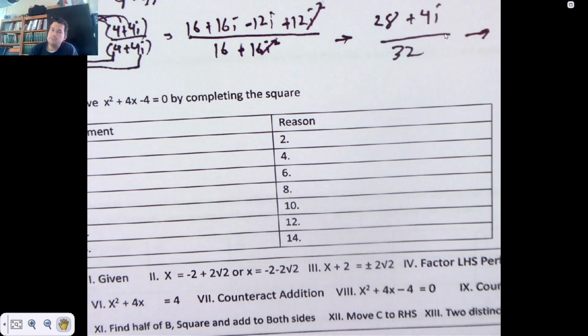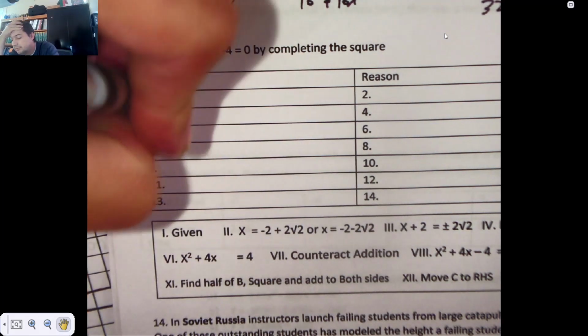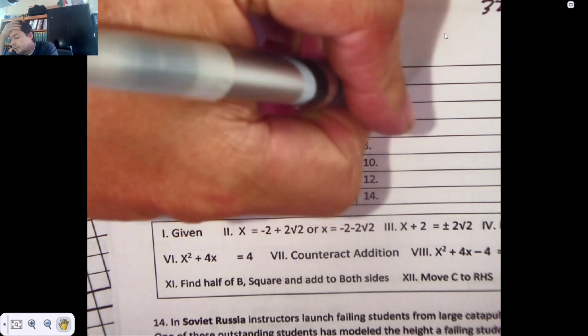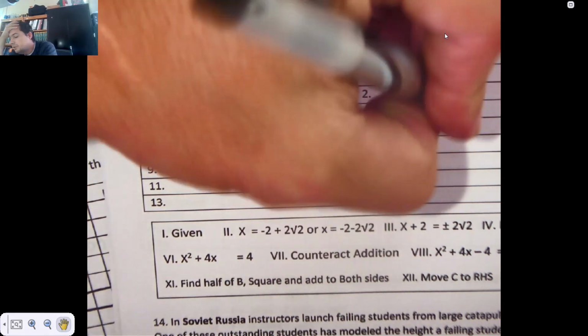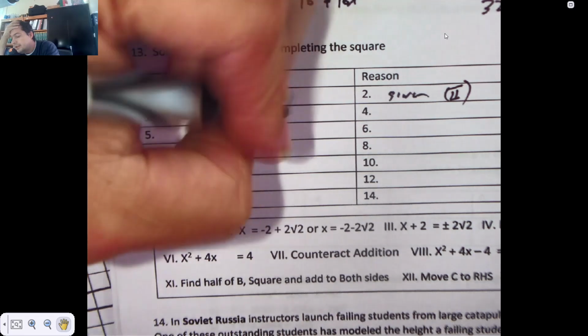Moving on to 13. Oh, it's a 2-column proof. Statements and reasons. So the first statement is whatever is given. x squared plus 4x minus 4 equals 0 because it's given. And I've got all the choices down here. Given is choice 2. That is choice 8.